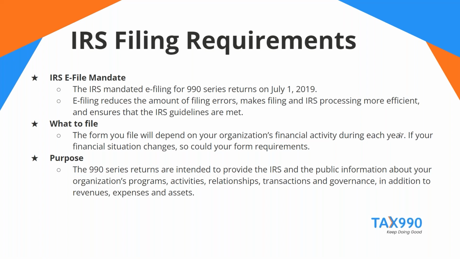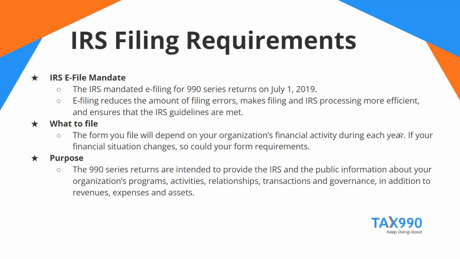The IRS is moving towards e-filing for most forms, whether tax exempt or not. E-filing reduces the amount of filing errors, makes filing and IRS processing more efficient, and ensures that the IRS guidelines are met. The form you file on an annual basis depends on your organization's financial activity during the tax year and your exempt status. If your financial situation changes, your form type may also change from one year to the next.